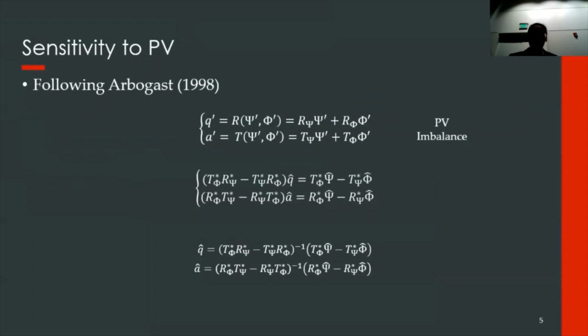around it. And we derived the adjoint sensitivity to PV following Arbogast 1998, where you need an expression for PV in two variables. You can use winds and temperature, and now I'm using the stream function and geopotential perturbation to do that. You also need an expression for your balance constraint. You can find the operators T and R for psi and phi, do the adjoint of it, and you can derive the sensitivity to PV, Q hat, and to imbalance, A hat, as stated in the slides.